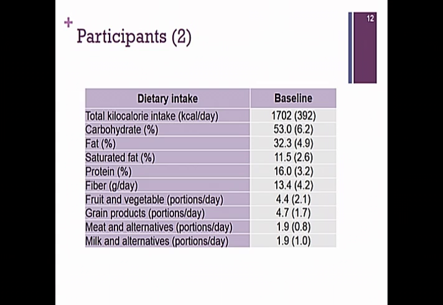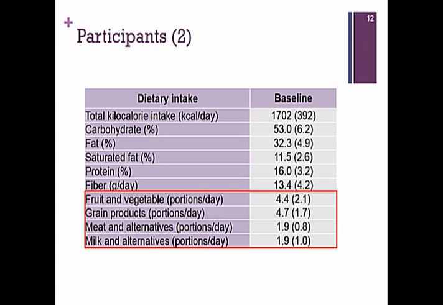Now, in terms of dietary intake, I'm going to focus on this slide for the food groups because that speaks more to me, at least. We see that on average, they consume 4.4 servings of fruits and vegetables per day, 4.7 grain products, and just under 2 servings of meat and alternatives and of milk and alternatives.